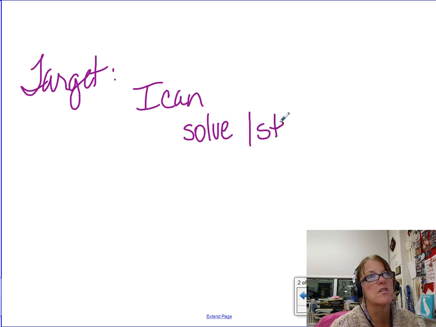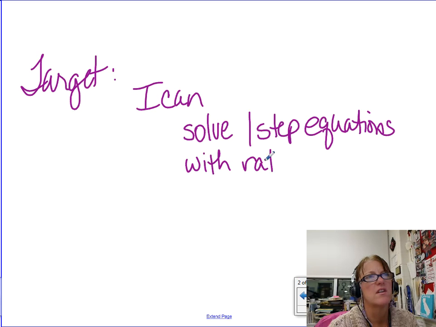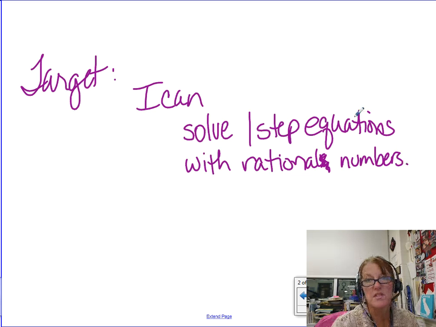one-step equations. One-step equations. And the complicated thing here is that it's with rational numbers. So before rational, make that singular, please, as this is a little messy, number. Now, we did some of this in chapter 1. Yes, we did, but we were sticking pretty much with integers, and that means plain old whole numbers. No decimals, no fractions, okay?